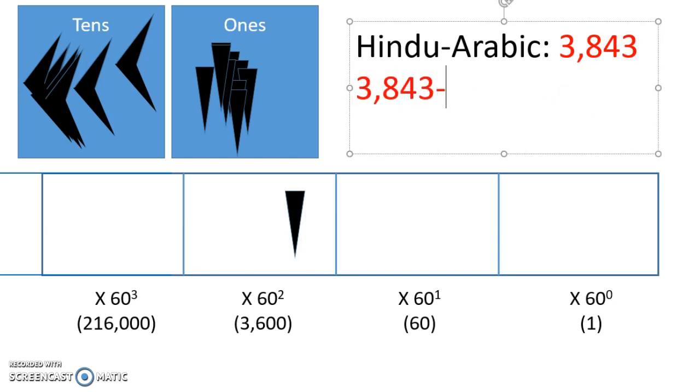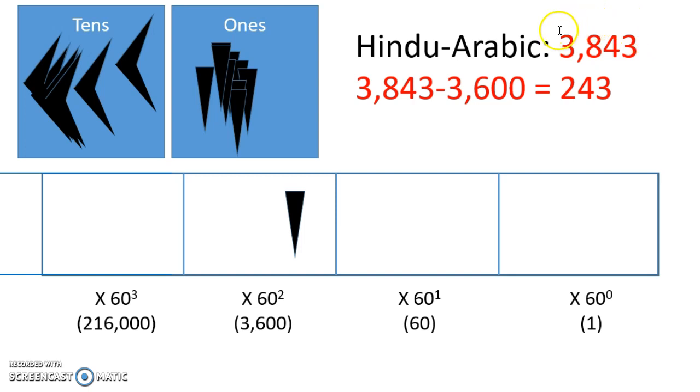But once we take one out of that, we're going to subtract 3600, and that would give us 243. In other words, our goal was to represent this would be the final amount that we're trying to represent. We've already, by this single wedge here, we've already represented 3600 out of that 3843 we need to represent, which means we have 243 we still need to represent. Notice we can't get any more 3600s there.